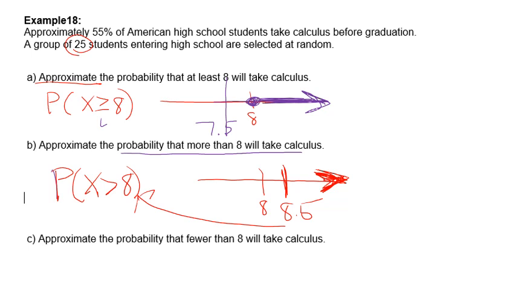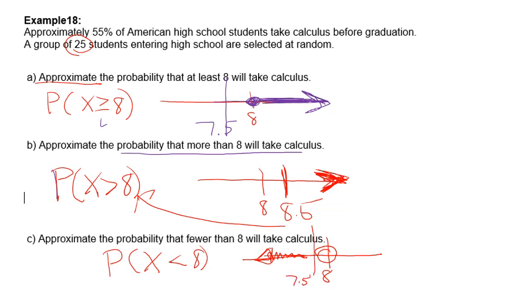And then the last one here. The probability that fewer than 8 will take calculus. The probability that x is less than 8. Well, again, if you draw your diagram, you want to be below 8. You don't want to include the 8. So if we're going to be going to the left, we can't include 8, so we're going to have to start below 8 at 7.5.